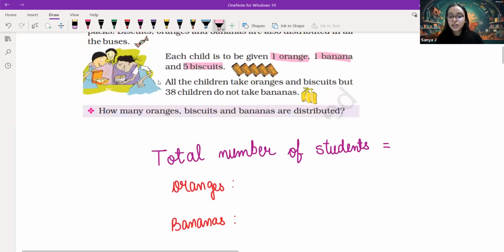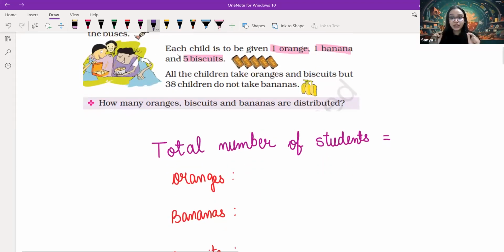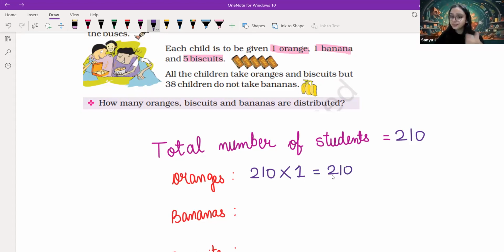Let's find. So, what's the total number of students? We know that the total number of students is nothing but 210, right? Now one orange is taken by each and every student, which means we will multiply 210, that is total number of students, by the number of oranges each one gets, that is one orange. So the total number of oranges distributed are 210. Simple.